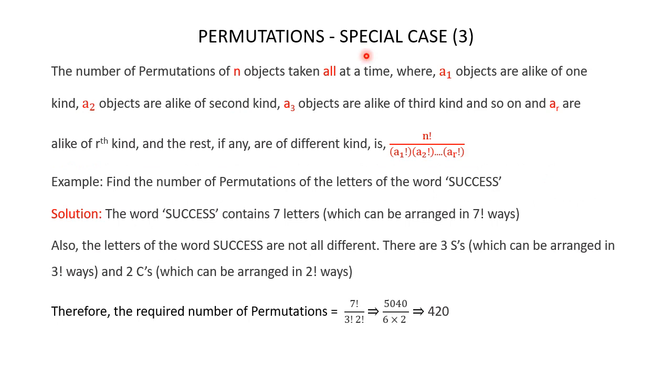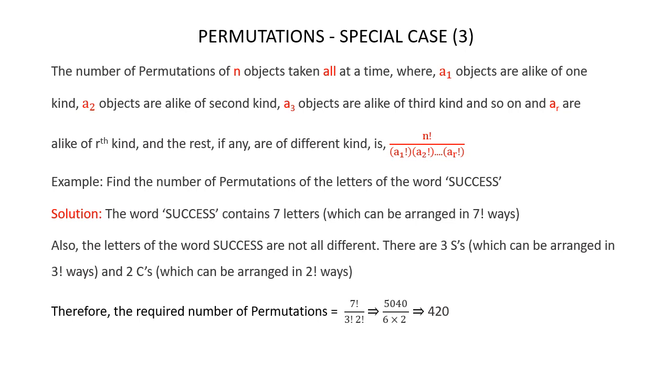Let's now learn about another special case in permutations. The number of permutations of n objects taken all at a time, where A1 objects are alike of one kind, A2 objects are alike of second kind, A3 objects are alike of third kind, and so on, and Ar objects are alike of the rth kind, and the rest, if any, are of different kind, is given by n factorial divided by A1 factorial multiplied by A2 factorial multiplied by A3 factorial and so on till Ar factorial.